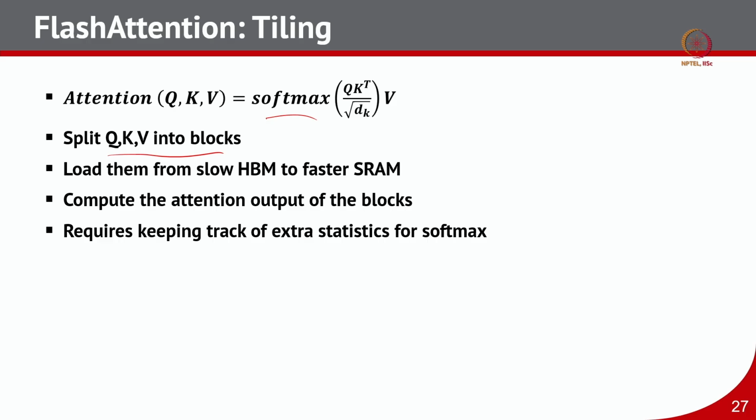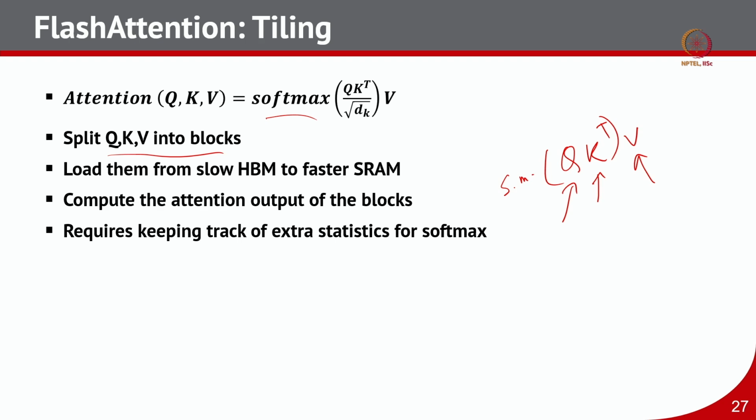We cannot do that. If it is just QK transpose multiplied by V, then we could have split this QKV into blocks and then we could have merged at the end, right. But this is not just matrix multiplication, we have this softmax around this QK transpose, correct. So, that is why just regular tiling won't work. So, what they are doing is computing the attention output of the block, and they are also keeping track of extra statistics for softmax, okay.